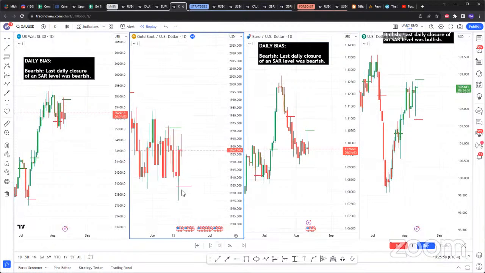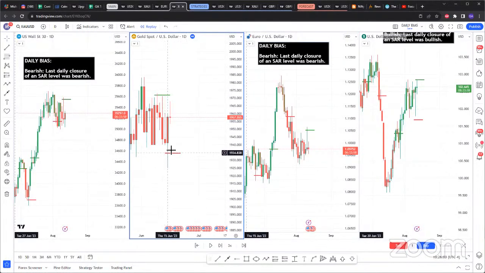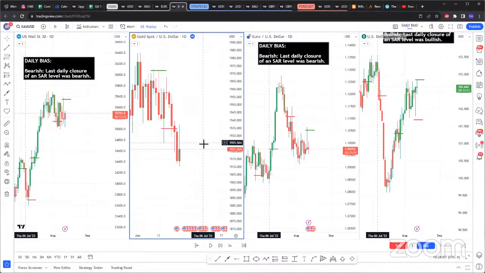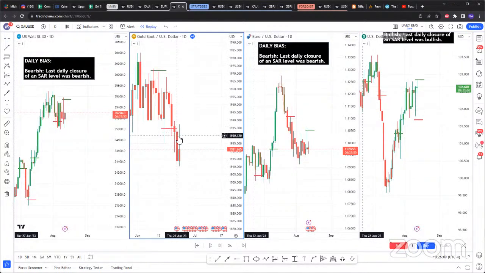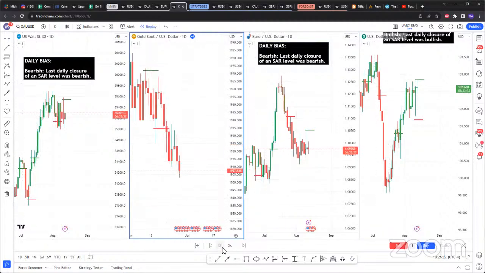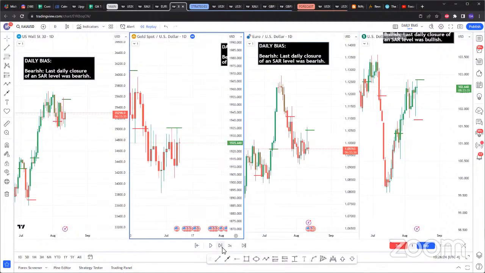Now you can see we didn't get that. And actually, gold kept dropping, made a sell SAR, and it closed below. So at this point, I can keep selling because I got another confirmation. It's not the buy confirmation that I was looking for. So keep in mind, you're just trading the first confirmation you get. Whether you get 2 sell confirmations in a row, you keep doing your thing.